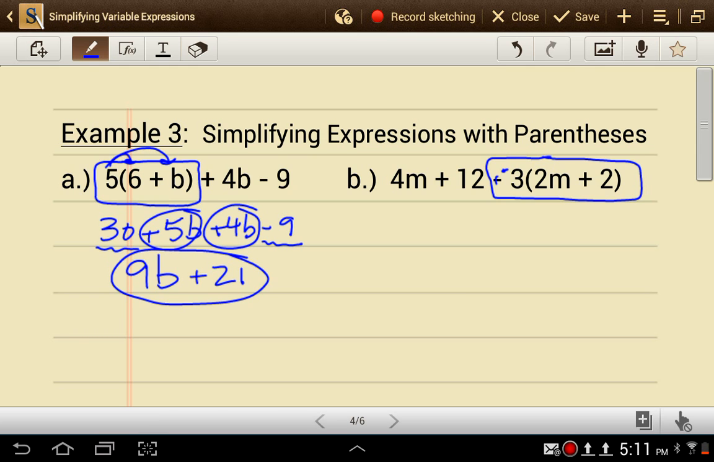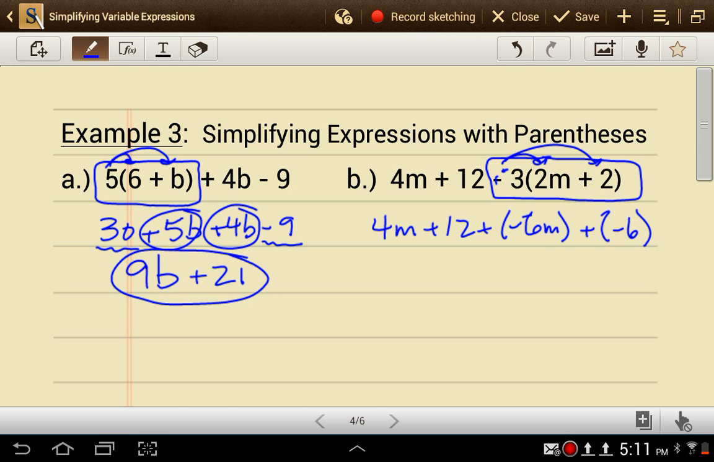Again, we're working with everything being a positive or a plus, so you need to change that, or at least in your mind, change it. And in this one, I suggest you actually change it on your paper. Then I distribute a negative 3 to each number. So I'm going to rewrite it as 4m plus 12 plus negative 3 times 2m is negative 6m plus negative 3 times 2 is negative 6. What happens is the second number is what ends up to be wrong if you don't do that.